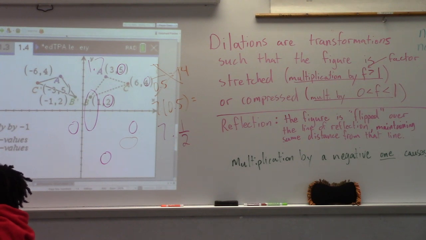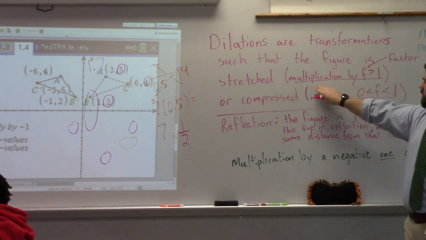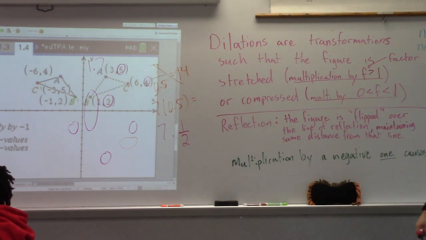So I need you to notice both dilations and reflections come from what kind of operation? Multiplication. It's whether it's greater than 1 or between 0 and 1, whether it's a stretch or compression, and it's whether it's a negative if it's a reflection. And don't forget, division can always be rewritten as a what? Multiplication.